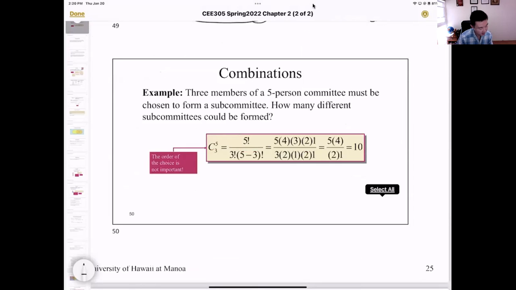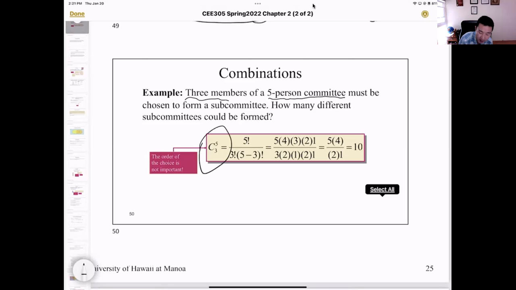Here's another example for combination. Three members of a 5-person committee must be chosen to form a subcommittee. How many ways? So we choose 3 from 5, similar to a lifeguard situation. But here we just choose 3 members and form a subcommittee. The order among the 3 members does not matter, the order again does not matter. Then we use combination. We use the C formula. Plug in the equation numbers.